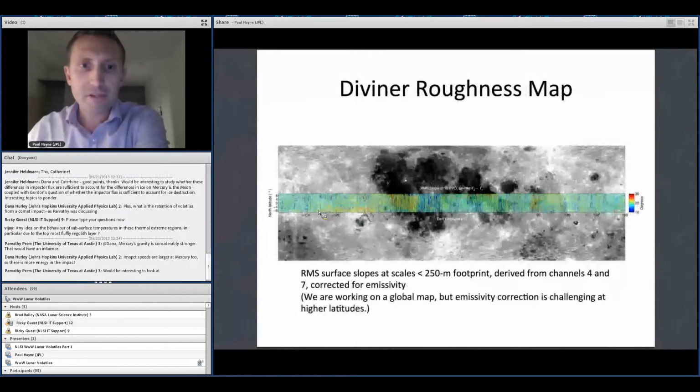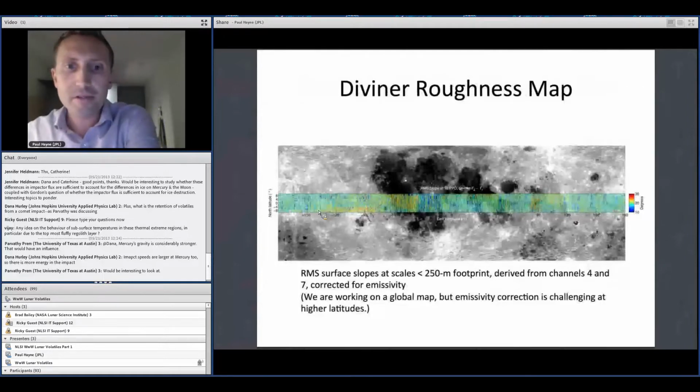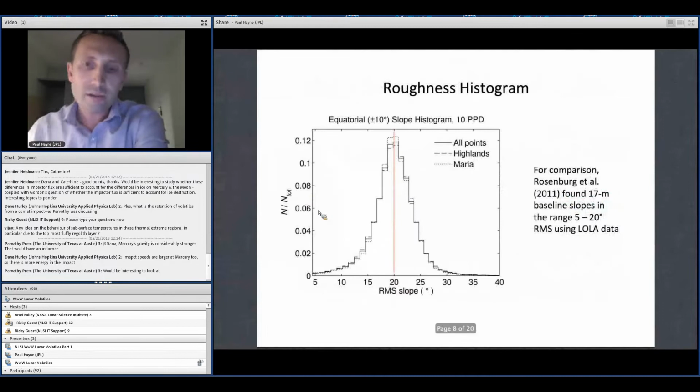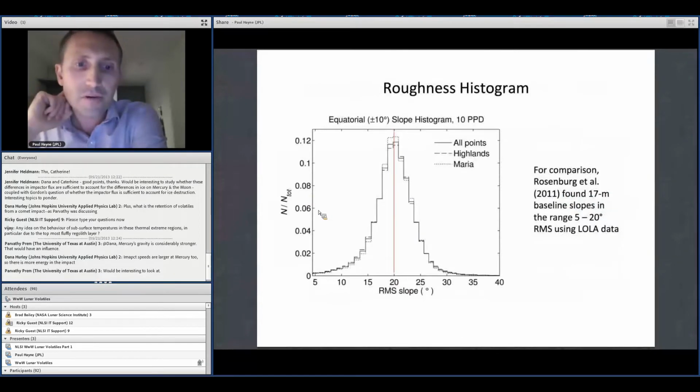And we can actually produce maps of this, and that's what's shown in this slide here. So there's a map of surface roughness derived from the Diviner data. At this point, we've only really mapped this for the lower latitudes because it's difficult to pull out the emissivity at higher latitudes, which is needed in order to correct this temperature difference. But the point is that you get a range of RMS slopes in the range of about 10 to 30 degrees. And then the histogram is shown in this next slide.